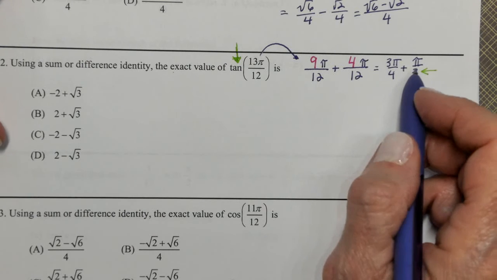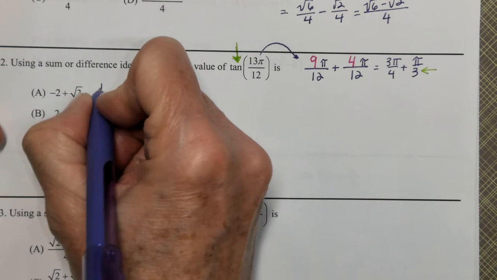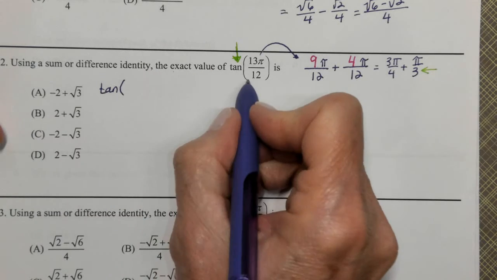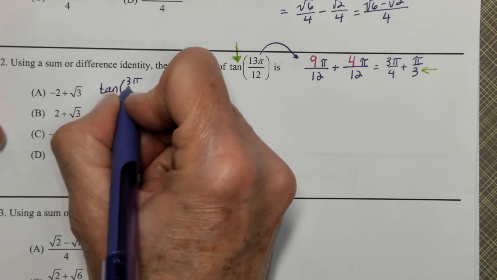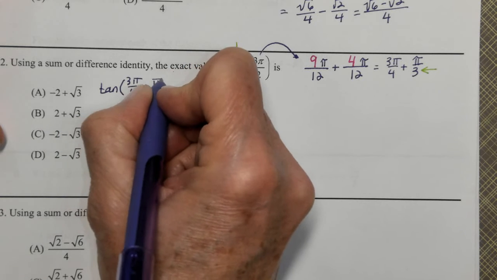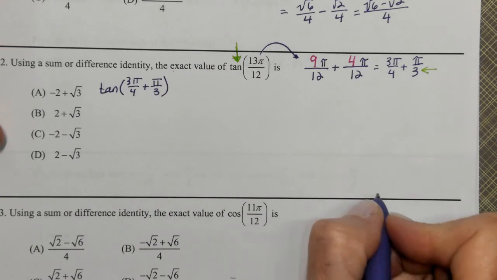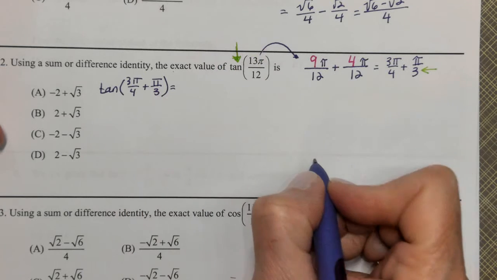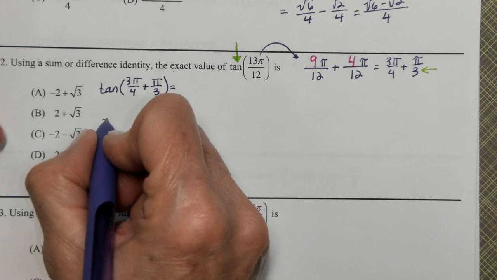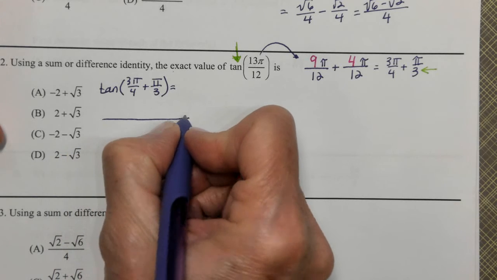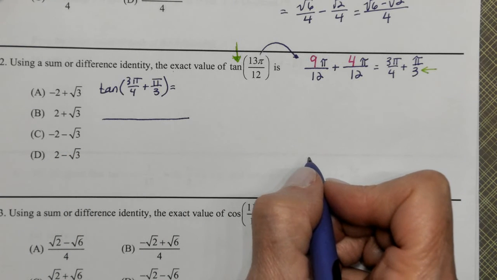So now we have tangent of 13 pi over 12 is tangent of 3 pi over 4 plus pi over 3. And now I'm using my identity. This is equal to, I think I'm going to come down below. With tangent, I know I have some simplifying to do at the end.